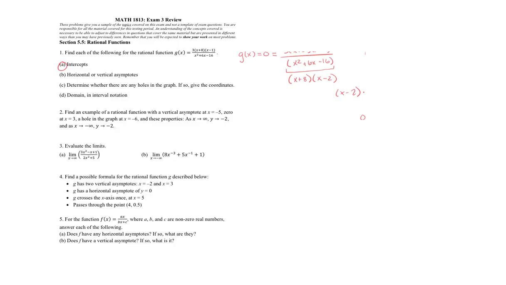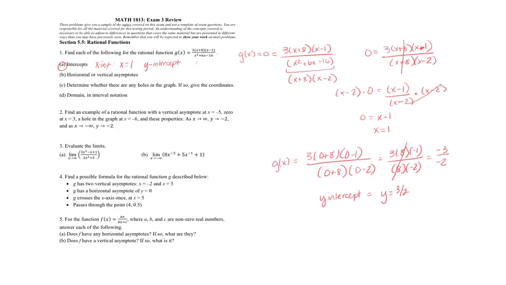So that's your y-intercept. So now that we have found your x and y-intercept, we now can put our answers over here. Our x-intercept will be x equals 1. And our y-intercept will be, not x, we want to have it to be y equals 3 halves. So now let's move on to your vertical and horizontal asymptotes.